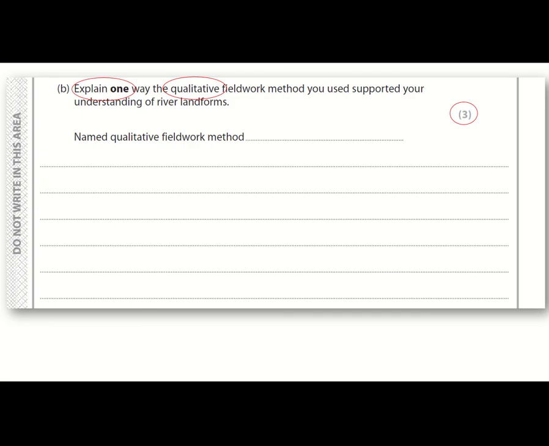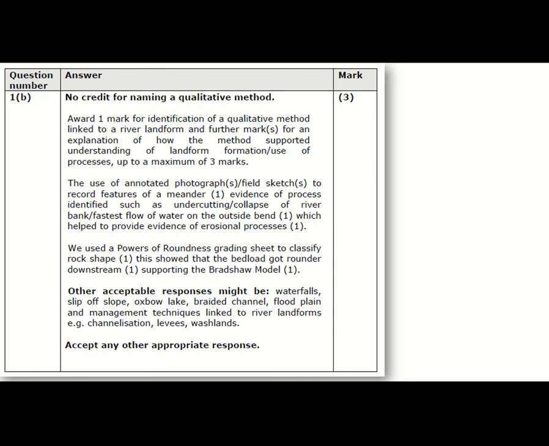Have a go at answering this question, try and develop it: explain one way your Powell's pebble roundness guide helped support your understanding of sediment in rivers, basically. Pause the screen to do that, and then I'll show you the mark scheme. Okay, so here you go.